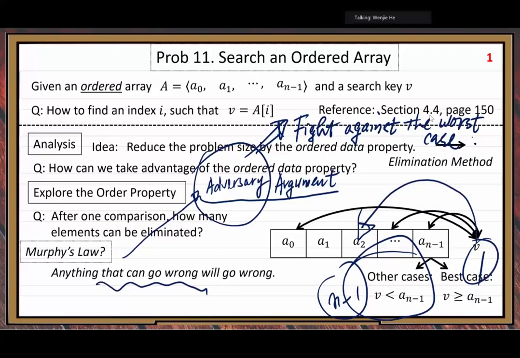So now, anything that can go wrong. This going wrong, we understand it's the worst case. That's the case that the adversary will produce for us. So the adversary will offer us this worst case to fight against. So this statement tells us we should always deal with the worst case.